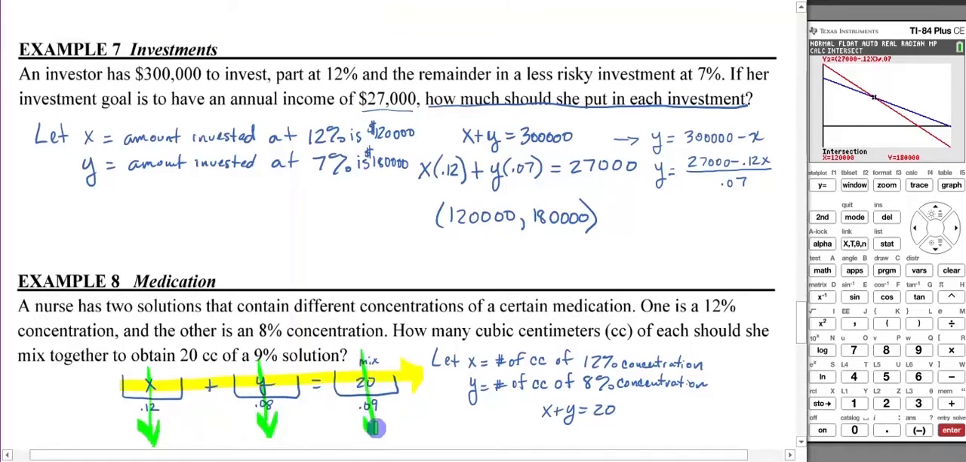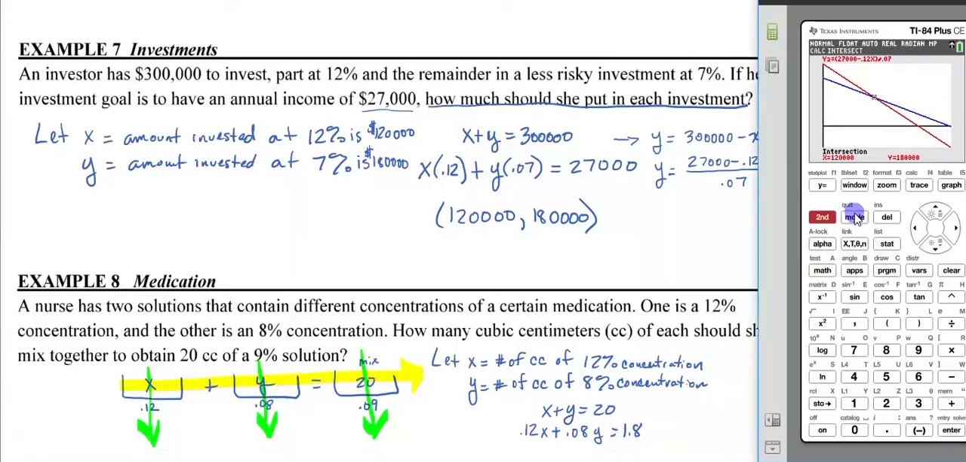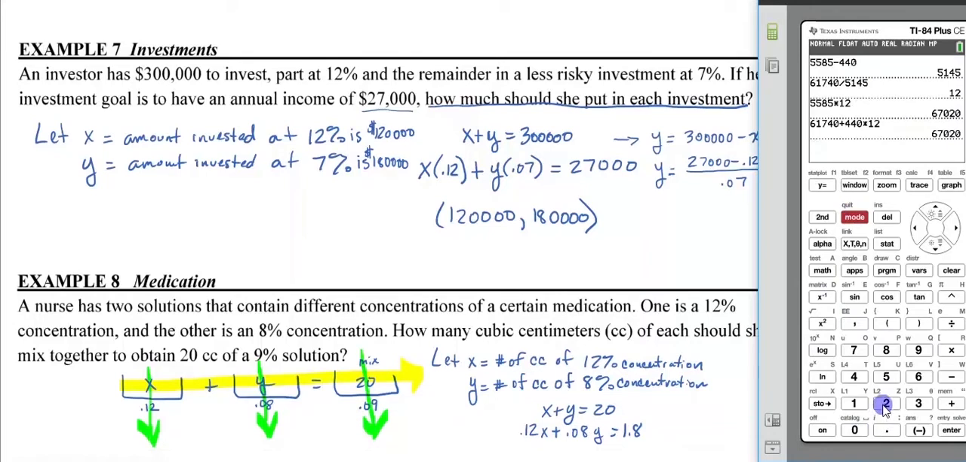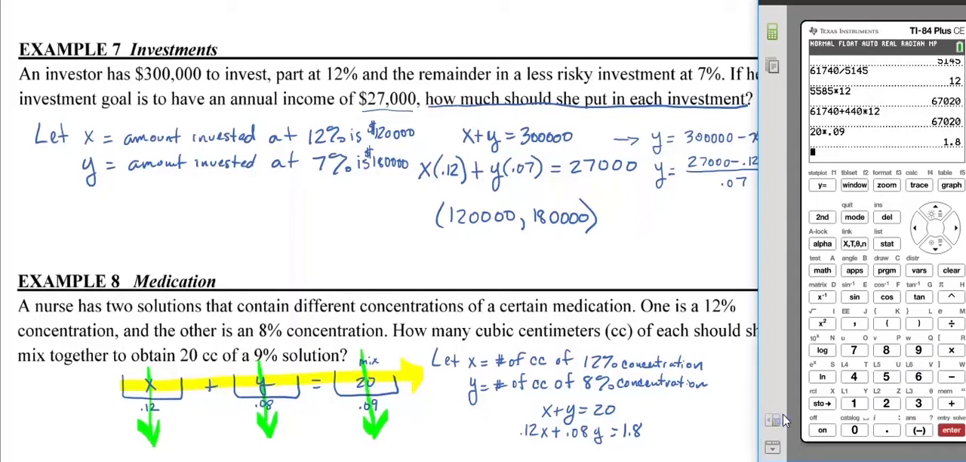The other equation comes from pulling down through those buckets, multiplying as you go. So we have x times 0.12, that's 0.12x plus 0.08y equals 20 times 0.09. That's going to be 1.8. Where do you get that? Go to your calculator, put 20 times 0.09, and there you go, 1.8.